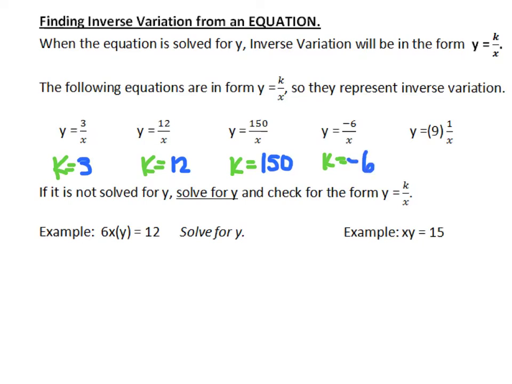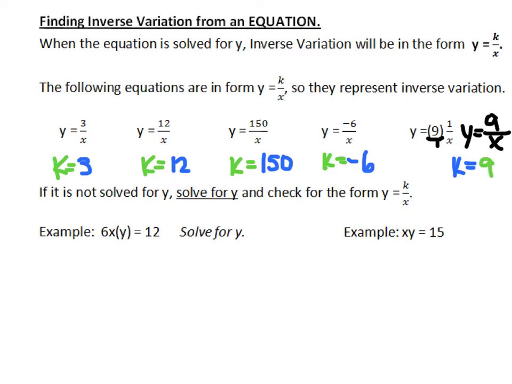And notice the last one looks a little different. I have 9 times 1 divided by x. Well, if we were to break that down and multiply it, we would end up with y equals 9 divided by x, which is still in inverse variation form of y equals k divided by x. So here our k value would equal 9.